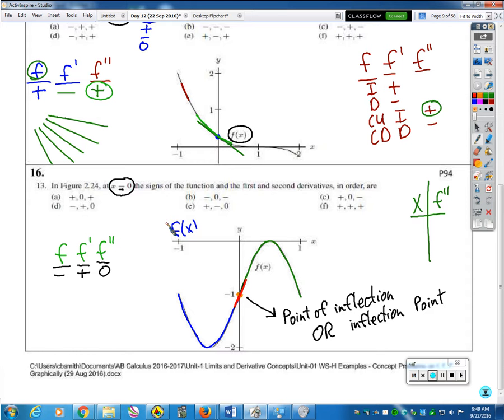Anybody else? We didn't put it on the chart just because the chart's meant to be kind of a quick memory aid. You make it too big, it gets a little bit clumsy. Anybody else? Awesome. Next one.